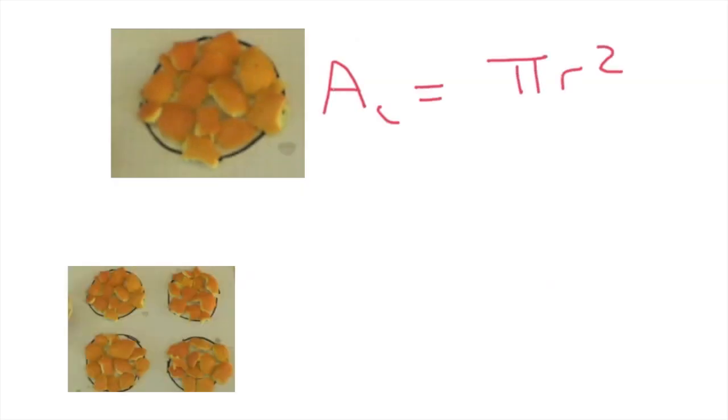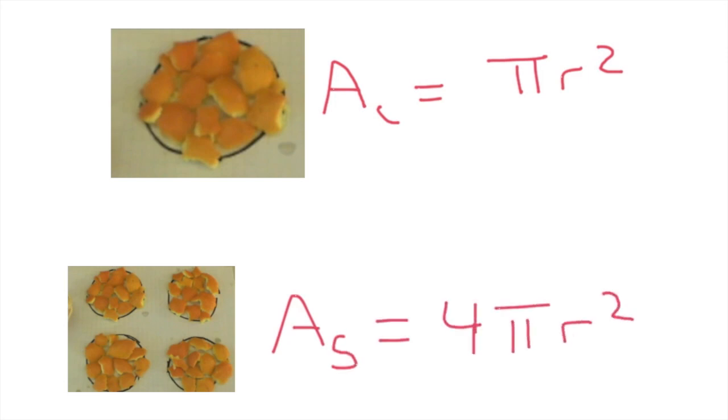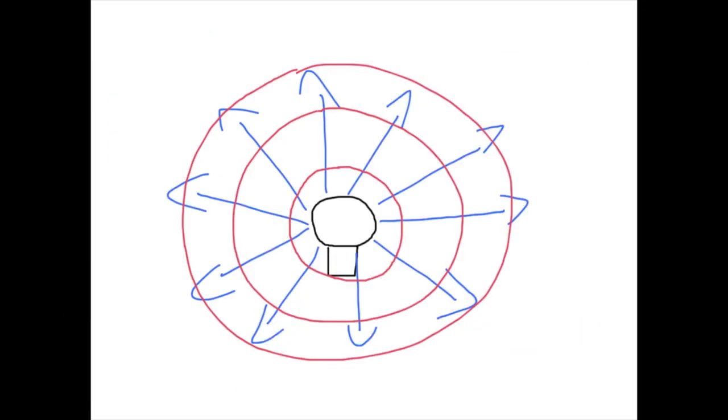So, the area of each of these circles is pi r squared. I filled up 4 of those circles with my peels, so the surface area of a sphere is 4 pi r squared. That means that the relative brightness of a bulb should not go down as 1 over r, but 1 over r squared. Can we check if that really happens?